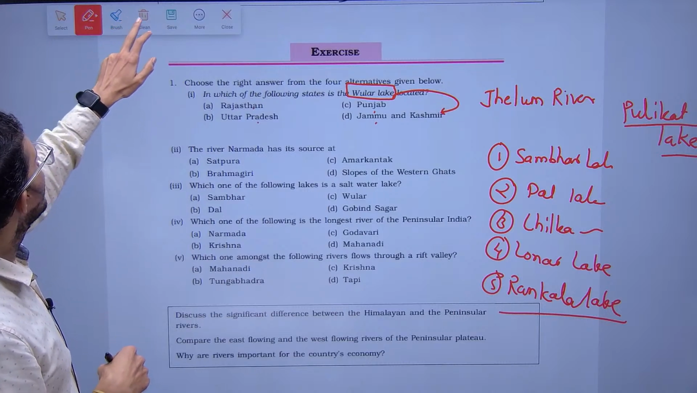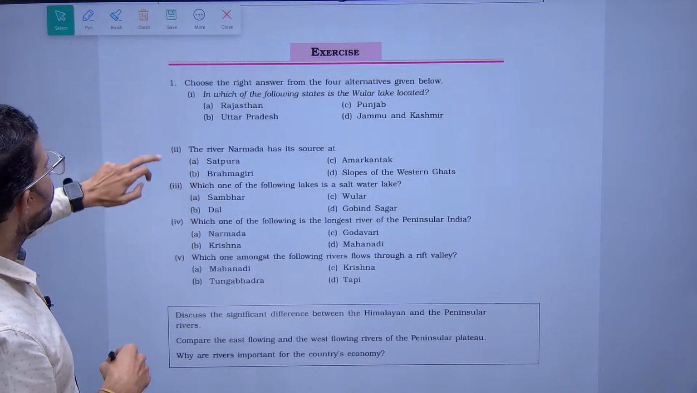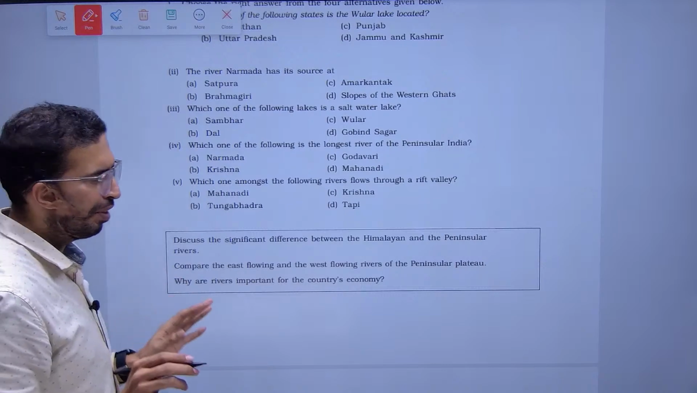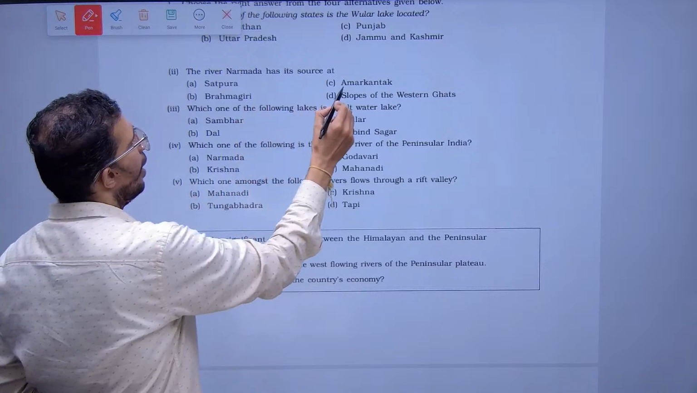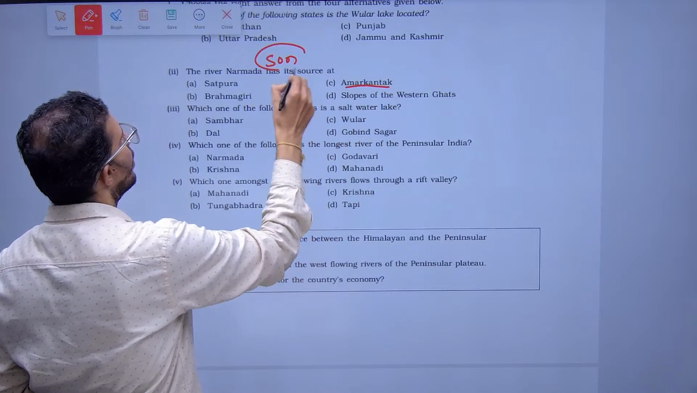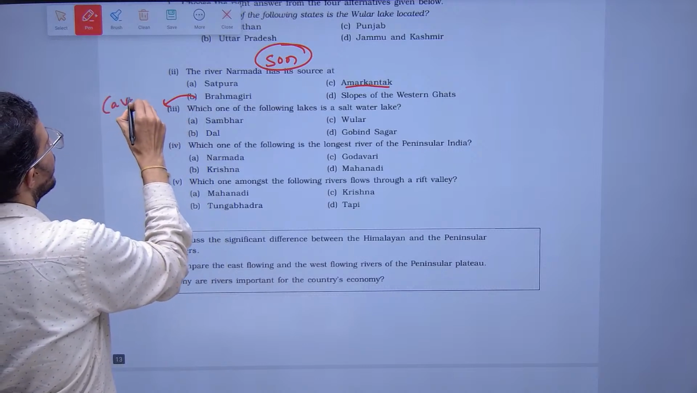Yes. Then the next question: river Narmada has its source at. We have seen it repetitively. We all know Narmada has its source at Amarkantak, along with river Son. Brahmagiri, which river? Kaveri.